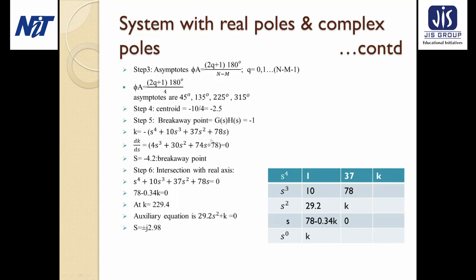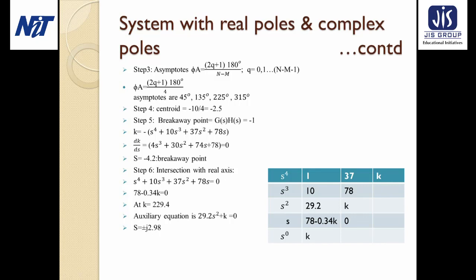So we know the characteristic equation G(s)H(s) + 1 = 0, or we can write G(s)H(s) equal to minus 1. So putting the values of G(s) and H(s) and comparing it with minus 1, we are getting K equal to minus of s to the power 4 plus 10s cube plus 37s square plus 78s. And differentiating it with respect to s, we are getting dK/ds equal to 4s to the power 3 plus 30s square plus 74s plus 78, that is equal to 0.